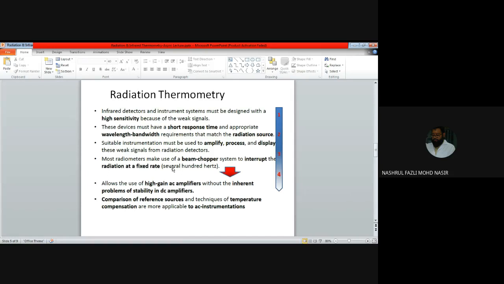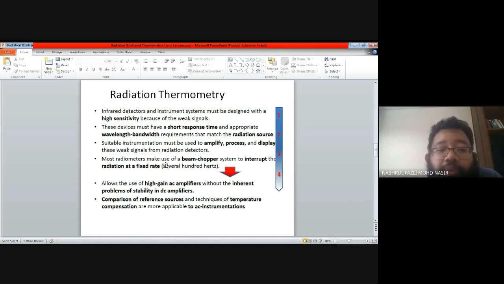But in order to produce this, suitable instrumentation must be used to amplify. First of all, as the signal is weak, you need to amplify it. Then this signal needs to be processed and later displayed as our temperature. And then what should we have here is, what are the types of sensors that we are going to use here?